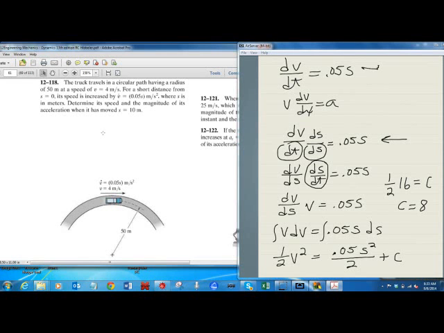Okay, now tell me the speed at s equals 10. That'd be 100 over 2 is 50. 50 times 0.05 would be 5 times 2.5. Right? Yeah. Sure. Maybe.